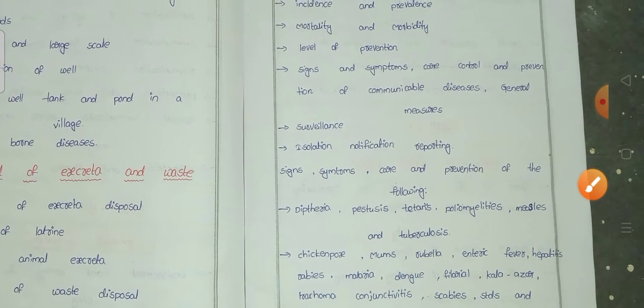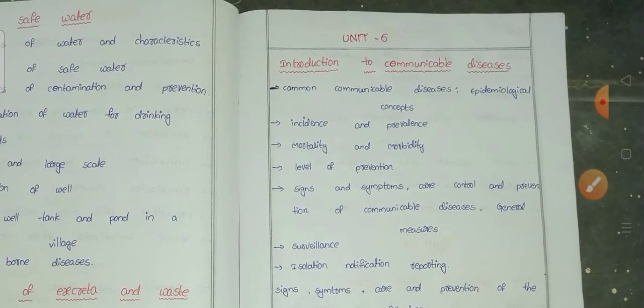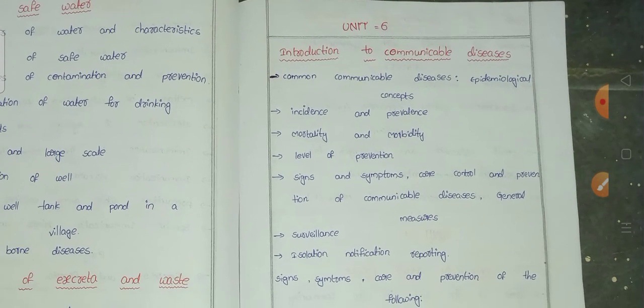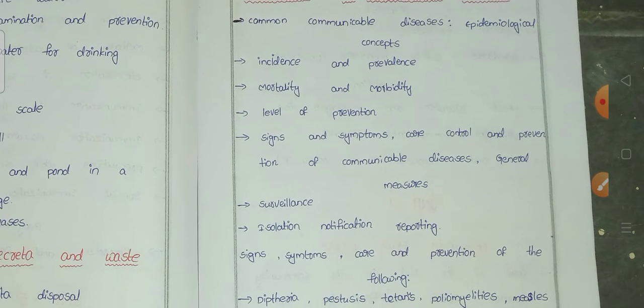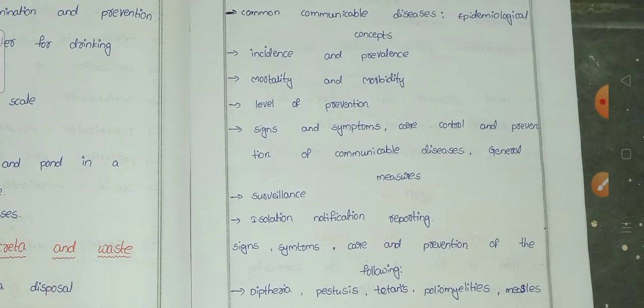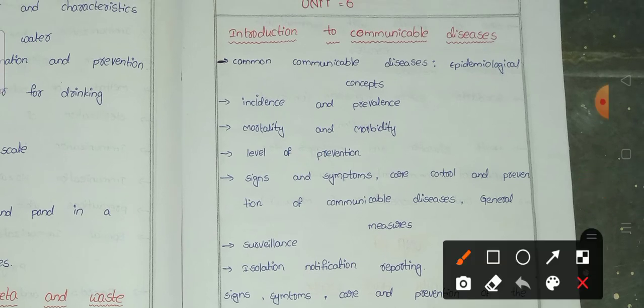So I finished ESD. Next, coming to the 6th unit, the introduction to communicable diseases. The 6th unit is IC: I for the introduction to communicable diseases, C for the care of communicable diseases. In this: definition of communicable diseases, incidence, prevalence, mortality, morbidity, levels of prevention. Next, surveillance, isolation. These topics are important. Is it clear now? Levels of surveillance and isolation are important.